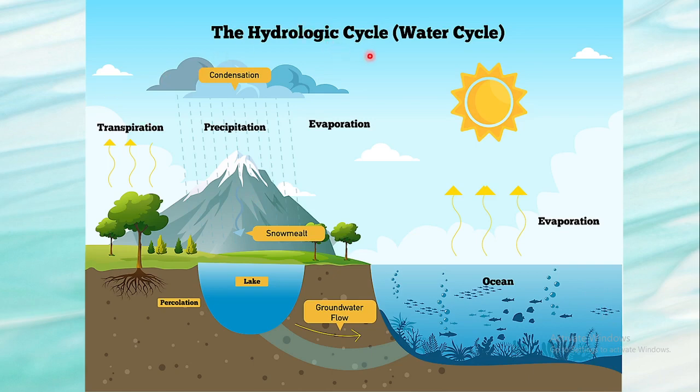The hydrologic cycle, also known as the water cycle. Evaporation: when the water from the oceans or other water bodies evaporates and turns into water vapor, it rises up into the atmosphere. This process is called evaporation.